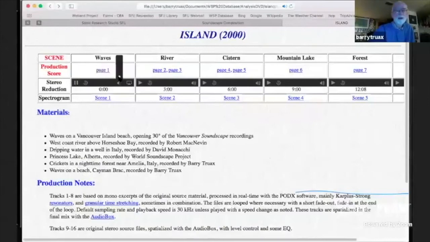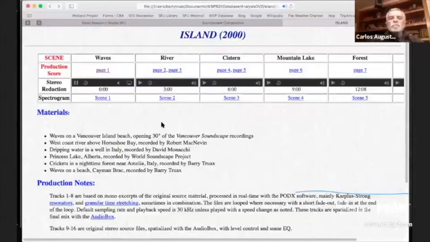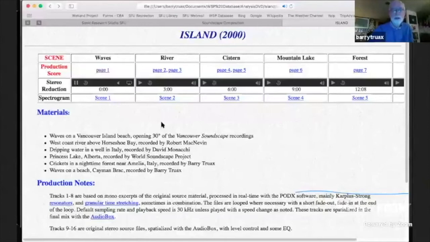So the processed sounds are deliberately made to be foreign, evocative. It attracts your attention, adds some sense of mystery, or maybe even a magical atmosphere. And they contrast strikingly with the highly realistic, in fact, I would even say hyper-realistic, close-miked little waves that came from a beach in the Vancouver soundscape.